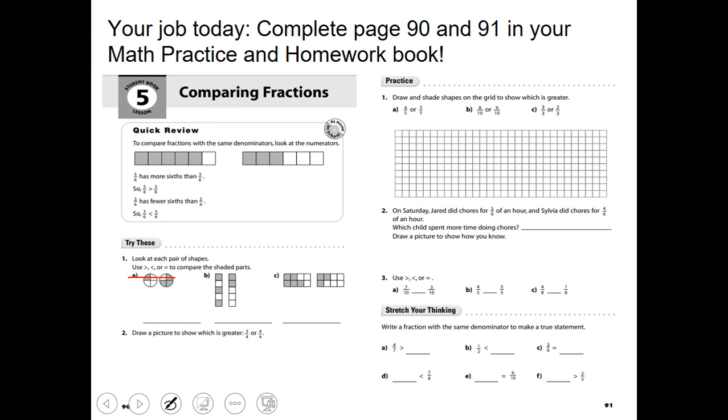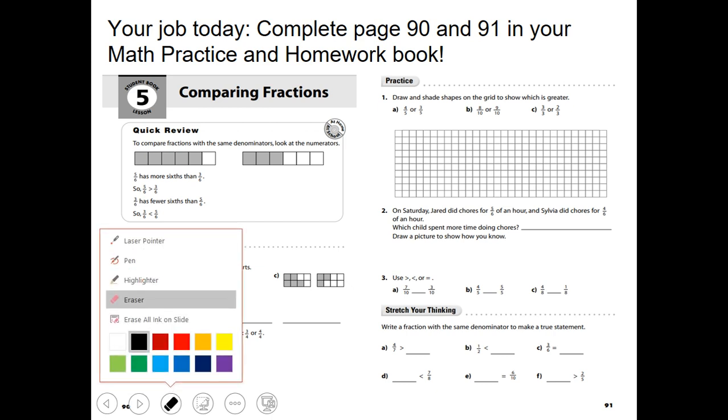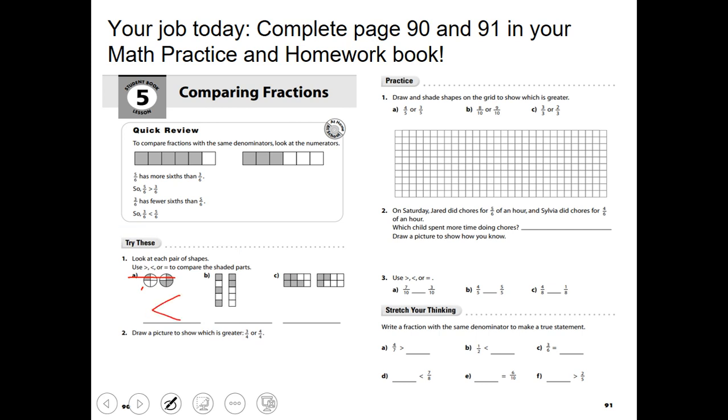So if we looked at number 1A, I can see by this one that this one is smaller, so I'm going to have this fraction, okay? That's all you're writing. I don't know why this other line is there. That's just weird. Let's write it again. Okay?